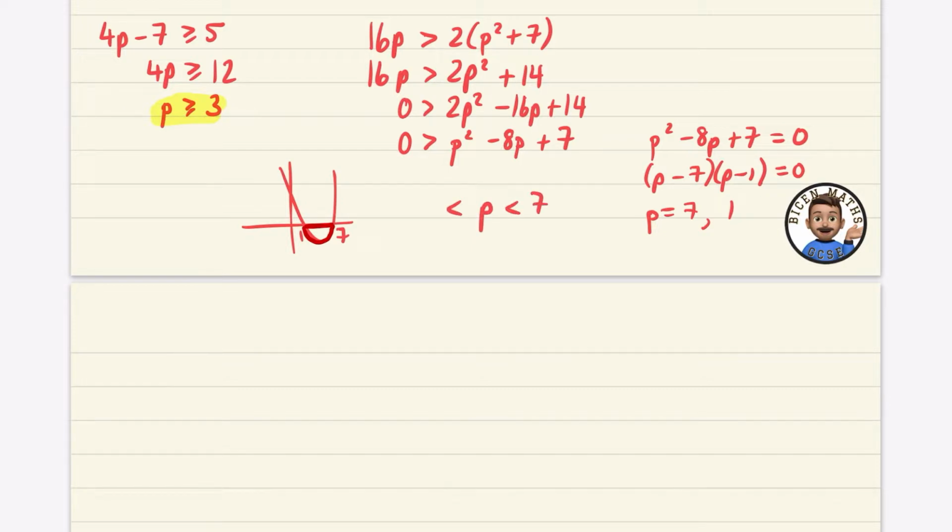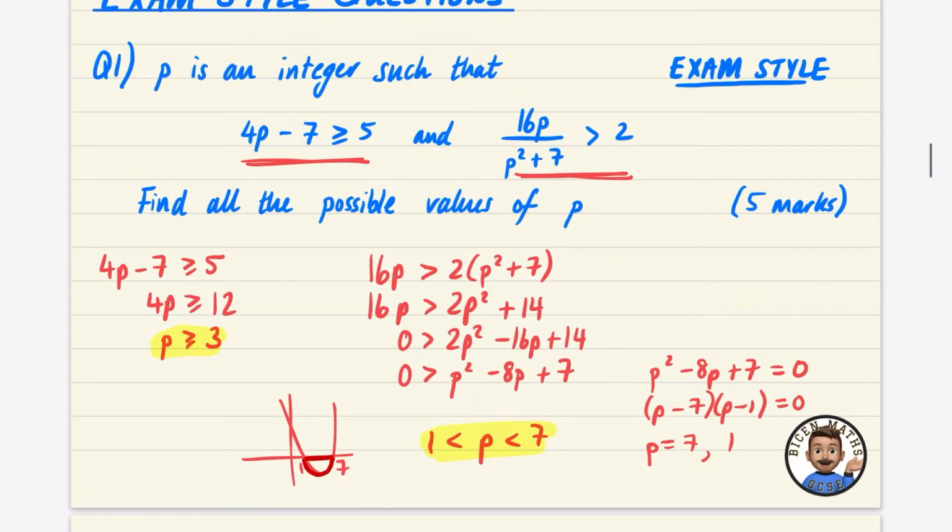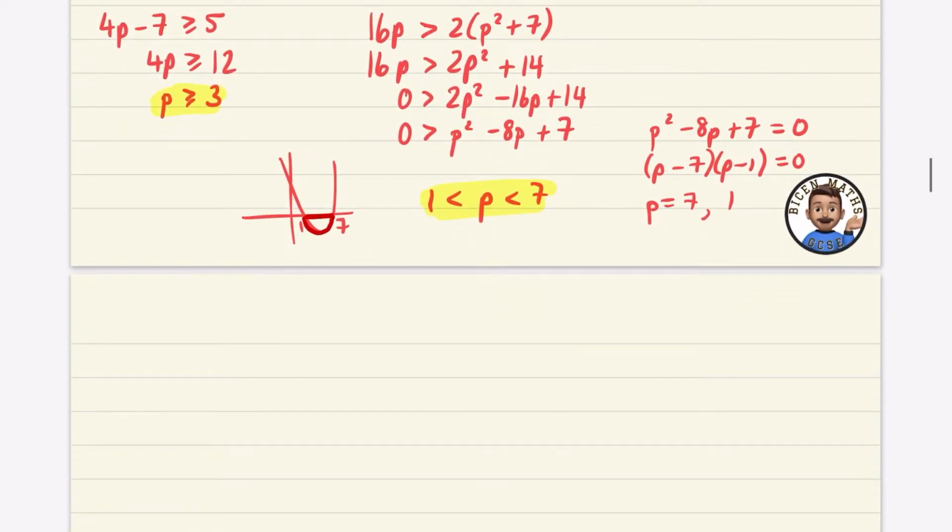1 and 7. Now, you're probably tempted to be like, great, that's the end of the question, we can give up. But we need to go back and actually see what it says. It says find all the possible values of p. So this means we want to find values of p so that p is greater than or equal to 3 and it is in between 1 and 7.